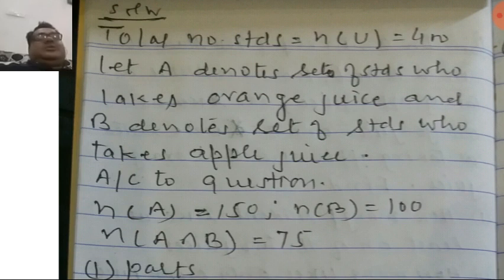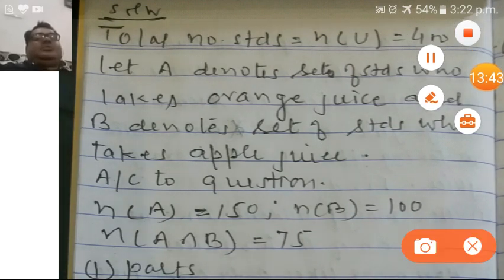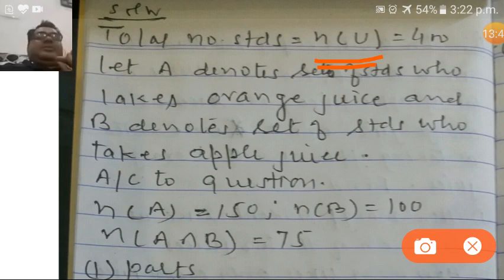In the question, the total number of students in the survey is 400. So this we have taken as the universal set. So the cardinal number of the students is equal to 400, and n(U) we read as the cardinal number of the universal set.